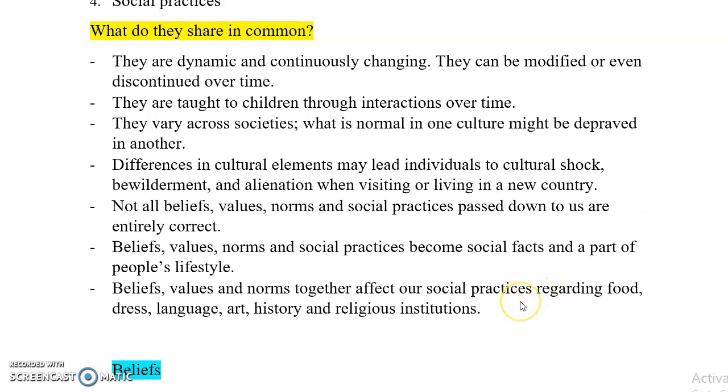The last point is that beliefs, values, and norms together affect our social practices regarding food, dress, language, art, history, and religious institutions. And this is actually very clear, especially in our countries.